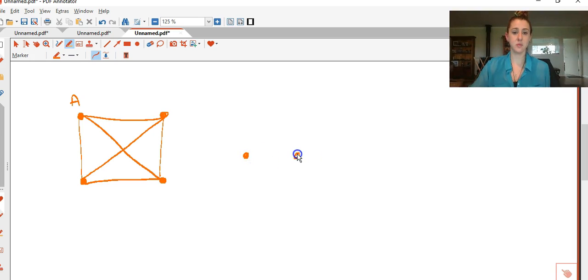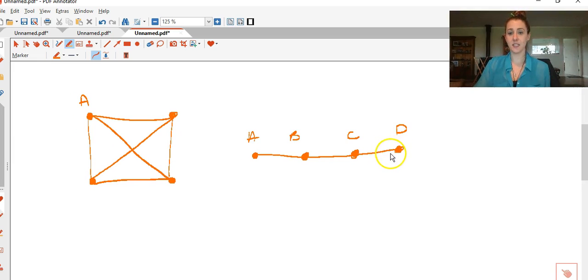Another example would be this one. So A, B, C, D. Now, when it says that you can get from one vertex to all the others, they don't have to be directly connected, as long as they can follow a chain of edges to get there. So A can get to D, it is still a connected graph, even though it's not directly connected to every other element in that graph.